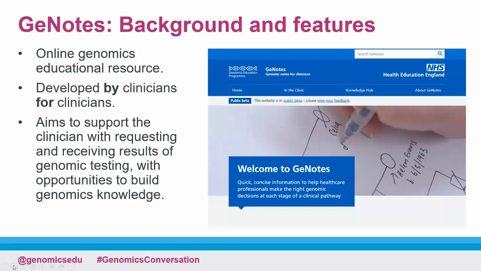But also underpinning that, there are opportunities for them to extend that learning experience and just plug some of those gaps. So what you're seeing here is the entry page to GeNotes. It's an online resource, and the resource is developed specifically for clinicians and developed by clinicians, so hopefully by people who know what you need to know. The point of GeNotes is that it helps to support clinicians who are both requesting genomic testing and also receiving genomic test results, and as I say, providing these opportunities to build knowledge along the way.